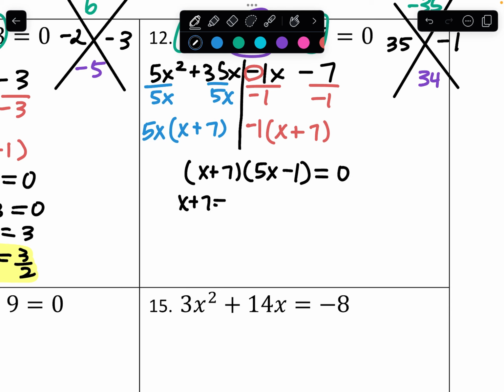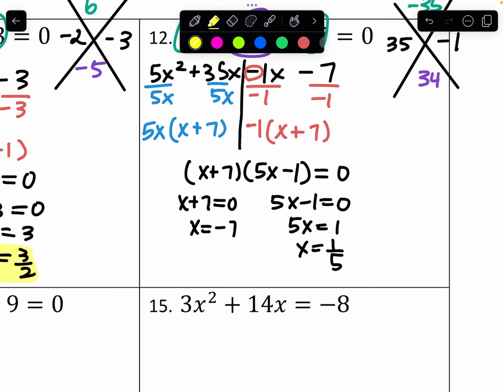Set each one equal to 0. And so in this case, x equals negative 7, 5x equals 1, so x equals 1/5.